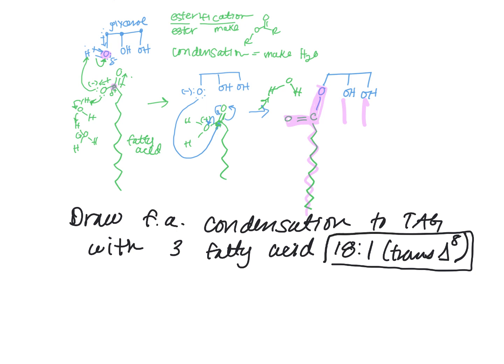So for each of the tails, you would count, this would be carbon 1, 2, 3, 4, 5, 6, 7, 8. Throw in the double bond. 9, 10. This is 9, 10, 11, 12. And then you'd have to extend it. 13, 14, 15, 16, 17, 18. So that would be how you would draw a TAG given the symbolic notation of the fatty acid. Cool.